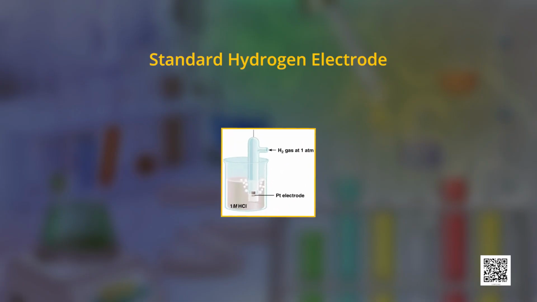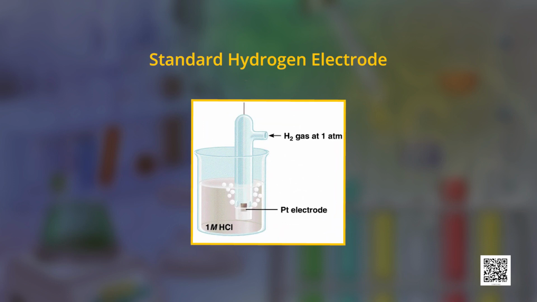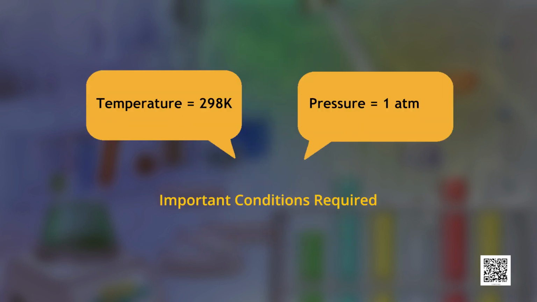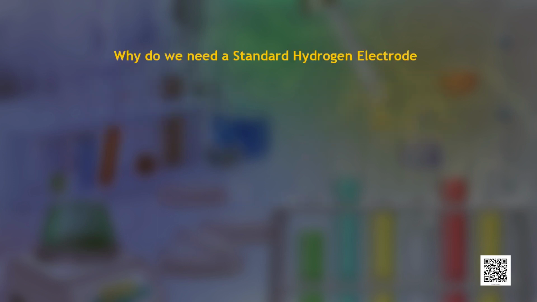A standard hydrogen electrode consists of a platinum wire which is sealed in a glass tube and is connected with platinum foil at the end. This foil is coated with finely divided platinum powder called platinum black. The glass tube along with the wire is dipped in an aqueous solution of 1 molar hydrochloric acid. Hydrogen gas under standard conditions of temperature 298 Kelvin and pressure 1 atmosphere is constantly bubbled through the top of the glass tube. Why do we need such kind of setup for establishing a reference electrode?